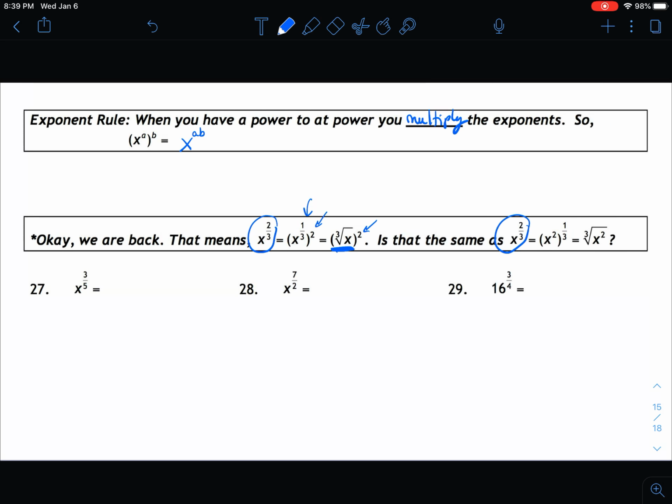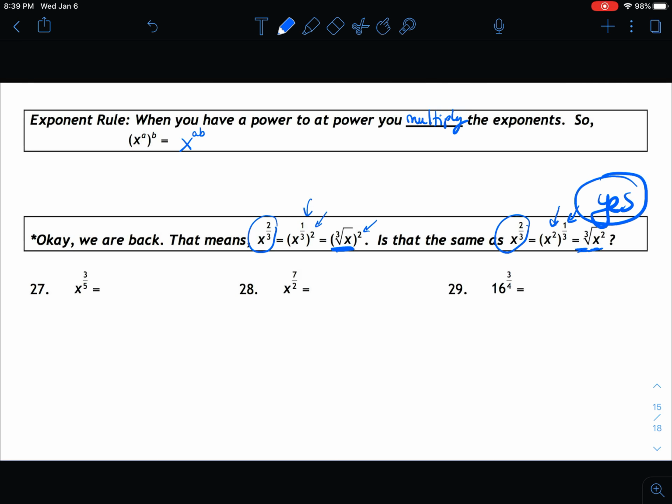So x to the 2/3. We have 2 times 1/3. That's exactly 2/3. That's perfect. Okay. The 1/3 power means the cube root. And what are we taking the cube root of? X squared. You can write this either way. Sometimes it's going to be more beneficial to write it one way or the other. It'll make it a little more simple, but either way is going to give you that same answer.